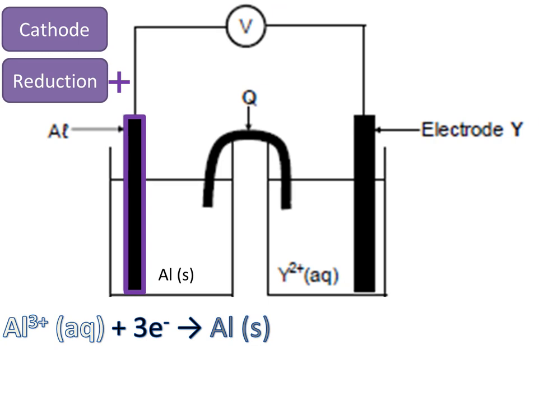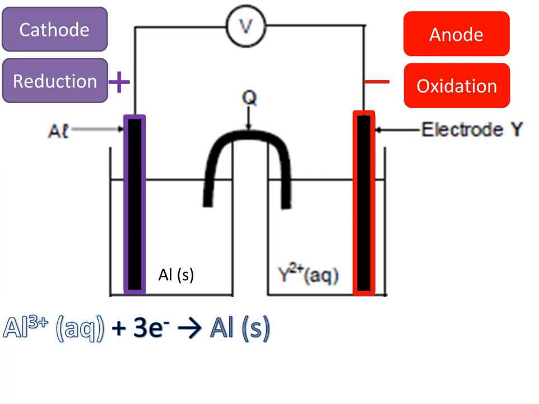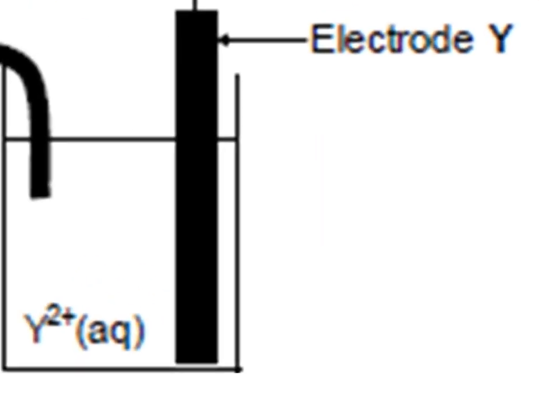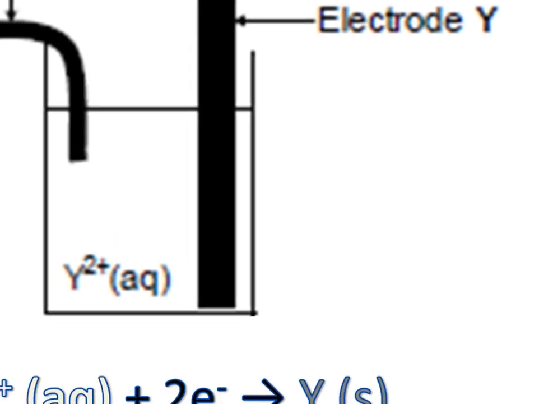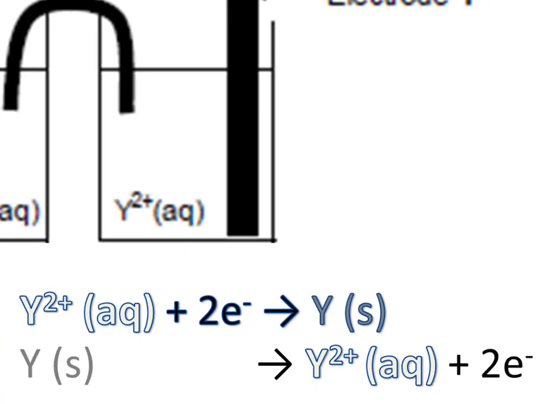And so from all of this, of course, we also know some stuff about electrode Y. It must be the negative anode at which oxidation happens. Electrode Y is surrounded by Y2+ ions. So here are two possible reactions to occur at electrode Y. Either the Y2+ ions can gain electrons to precipitate as solid Y atoms, or Y atoms in the electrode can go into solution as they lose electrons to become Y2+ ions.